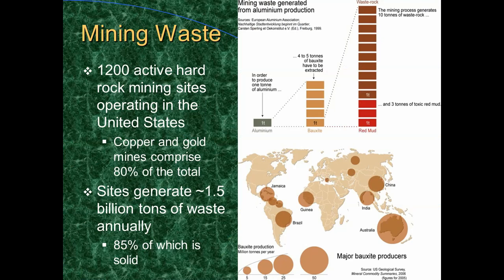Mining waste. Now, I wanted to give you an example. Currently, there's about 1,200 active hard rock mining sites in the U.S. The majority of those are for copper and gold. Those 1,200 sites generate about 1.5 billion tons of waste every year. Coal mining produced hundreds of millions of tons of waste. Mineral mining actually produces a couple billion tons.